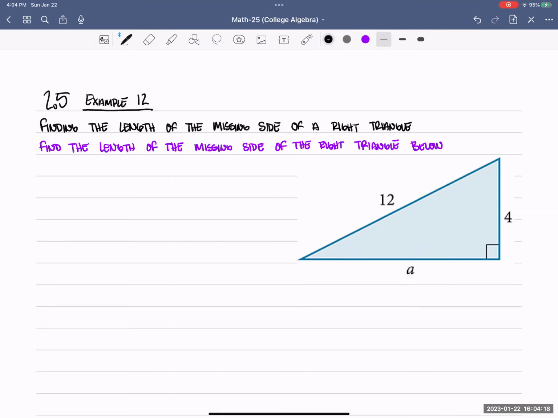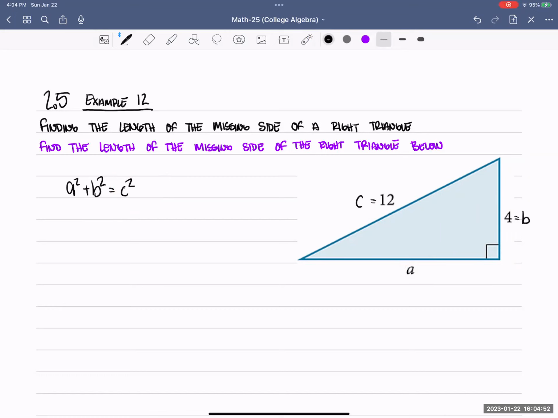The Pythagorean theorem, which is a squared plus b squared is equal to c squared. The only important one that we have to place is c. C is always going to be away from our 90-degree angle, so this one here is going to be C. The other two, it doesn't really matter which one's which. Here, they already labeled this as being A, so we could call this one B.